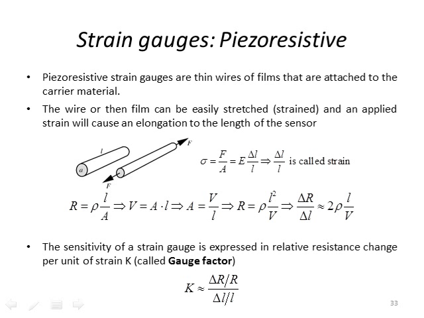The sensitivity of a strain gauge is expressed in relative resistance per unit of strain, and it's called the gauge factor, and we saw this in lecture 3 as well. Delta R over R over delta L over L, and this is unitless.